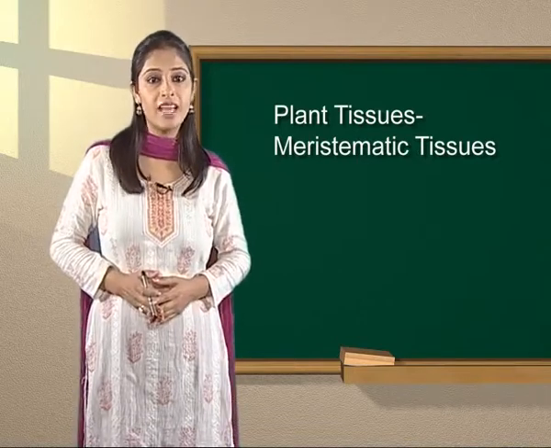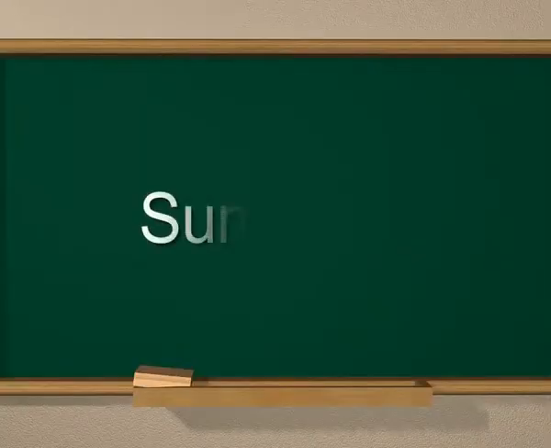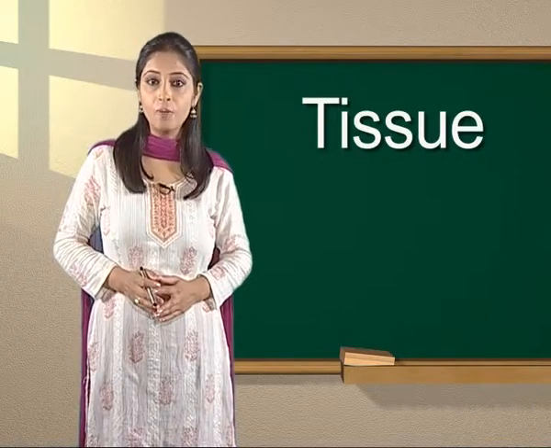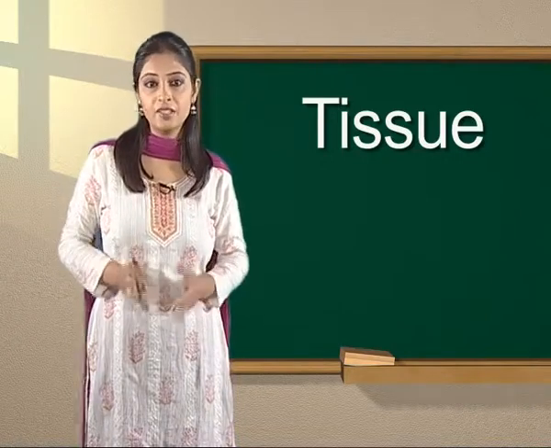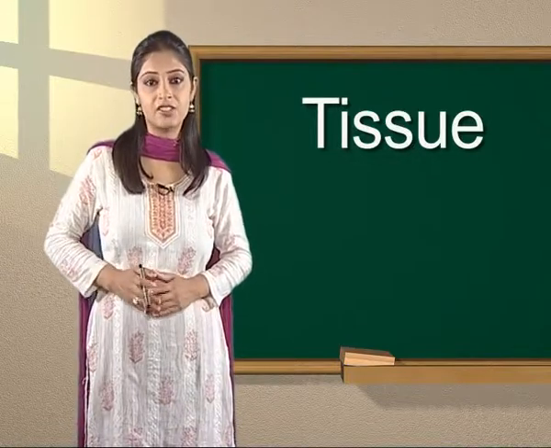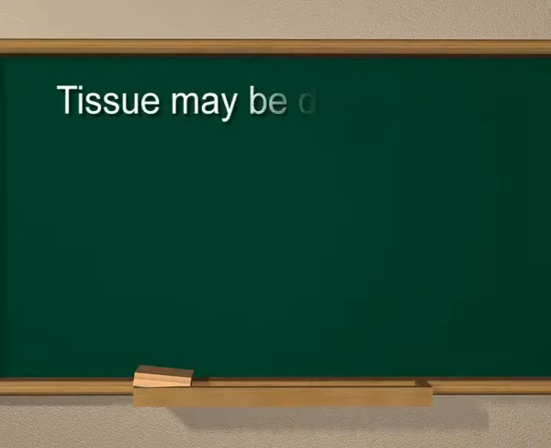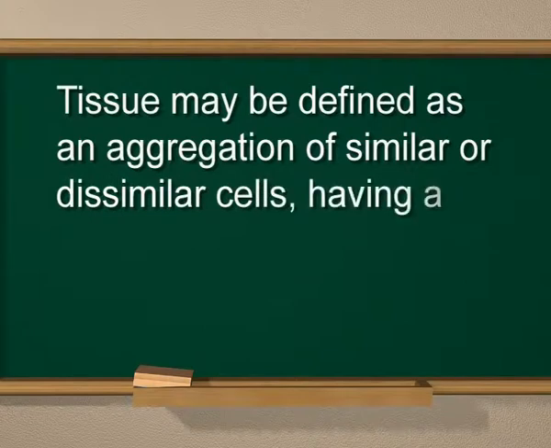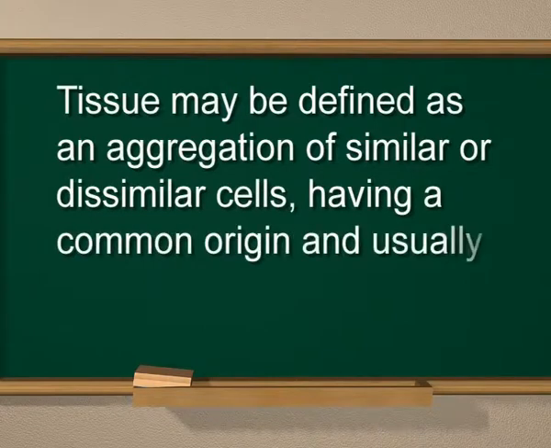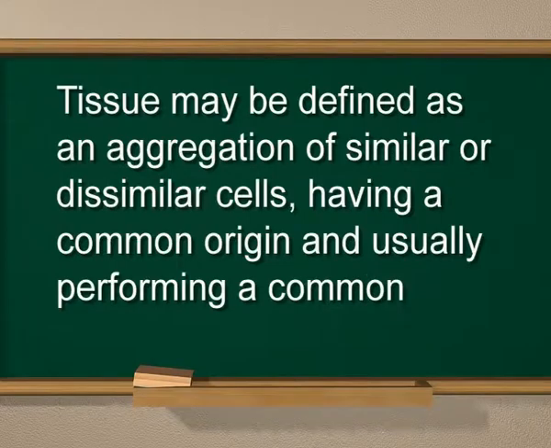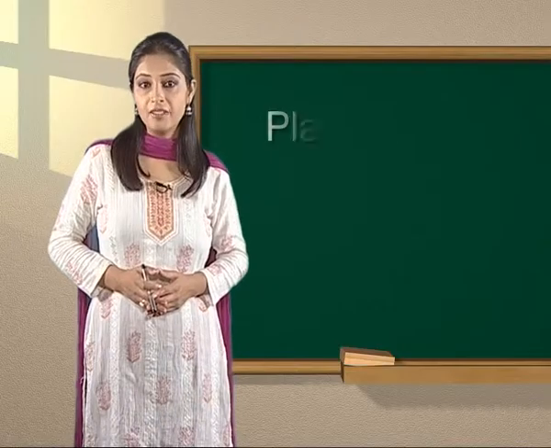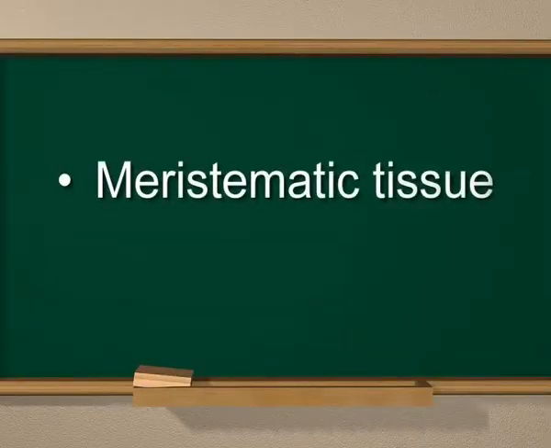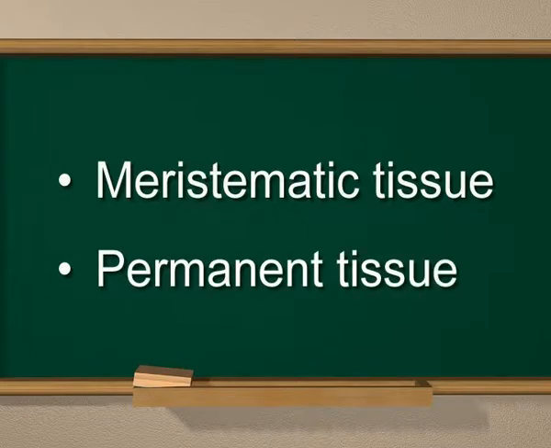Let us summarize all that we have learned so far. Tissue is a collection of cells of common origin and structure working together to provide specific function. Hence, tissue may be defined as an aggregation of similar or dissimilar cells having a common origin and usually performing a common function. Plant tissues are primarily classified into two types: meristematic tissue and permanent tissue.